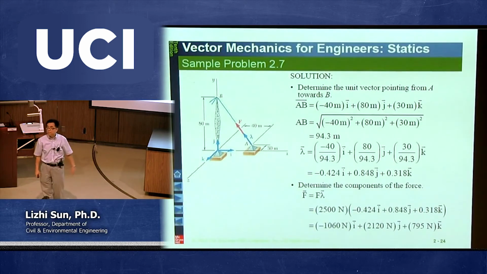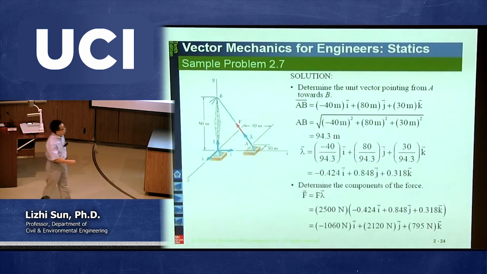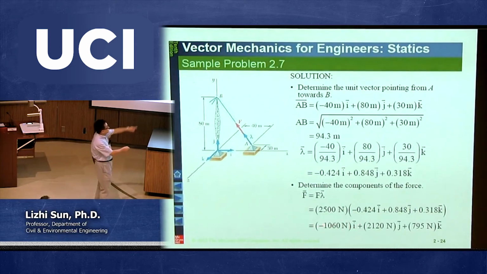Okay? So, we get the first question solved. Correct? The first question asks us to calculate the 3 components of that force. And your conclusion is, this is the first component, the x component of the force. Don't forget the negative sign here. So negative 1060. And again, do not forget the unit.